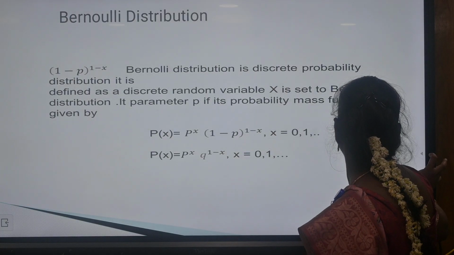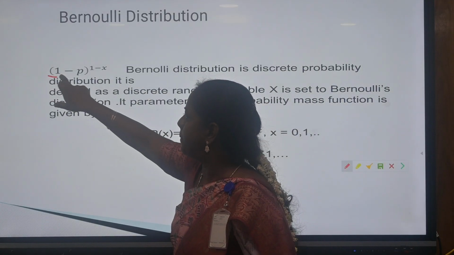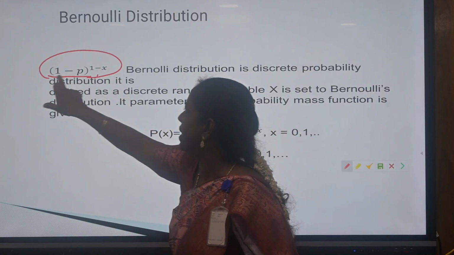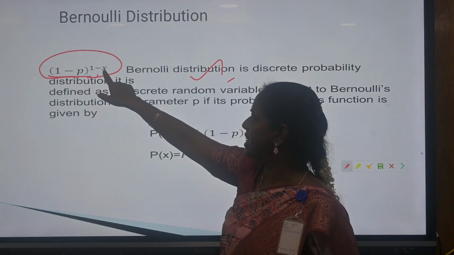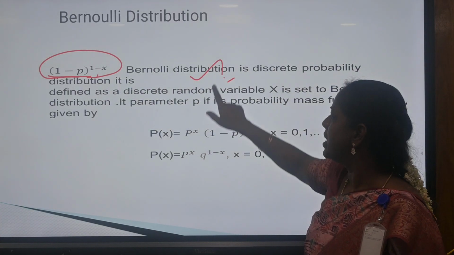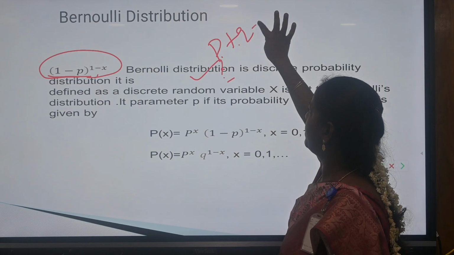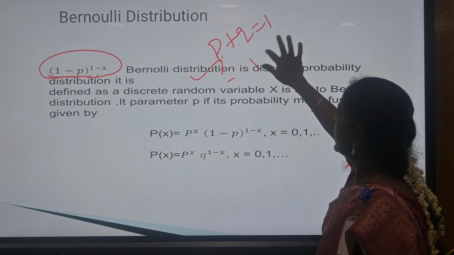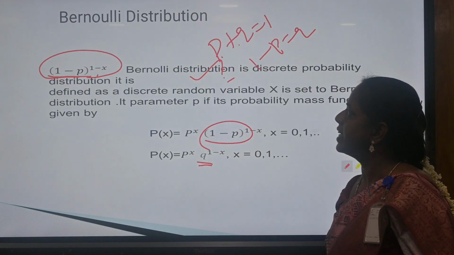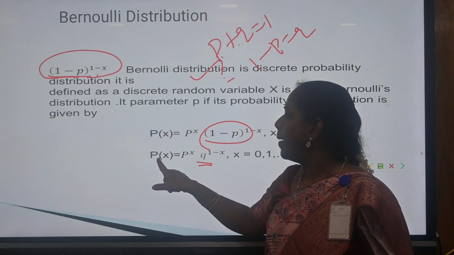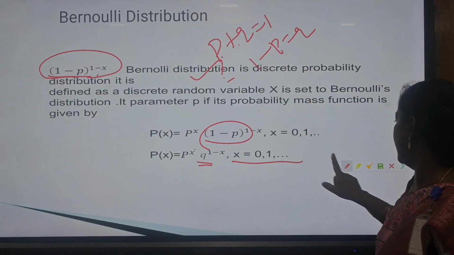Next, Bernoulli distribution. P to the power X into (1 minus P) to the power (1 minus X) is called Bernoulli distribution. This distribution satisfies one condition, that is P plus Q is 1. From this, 1 minus P equals Q, and substituting Q for 1 minus P, the Bernoulli distribution is of the form P of X equal to P power X into Q power 1 minus X. Here X takes the values 0, 1.